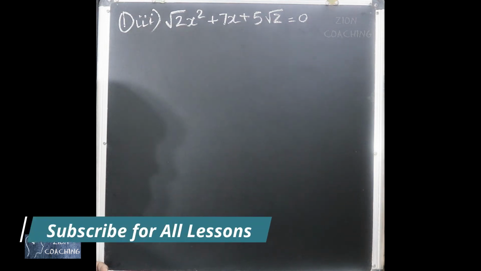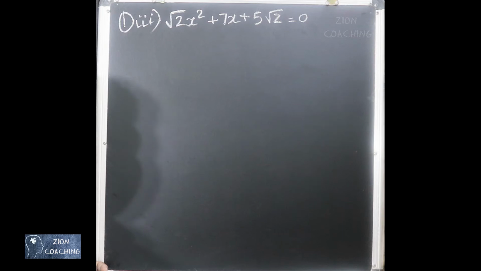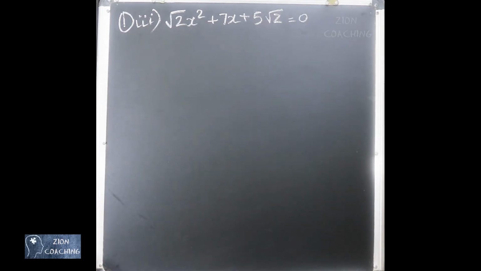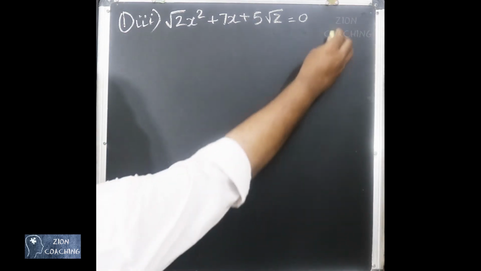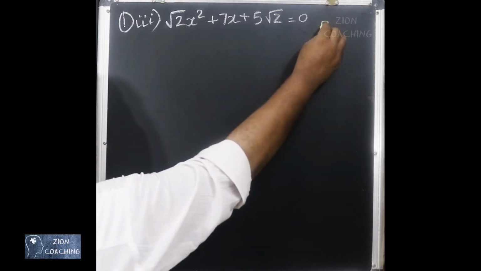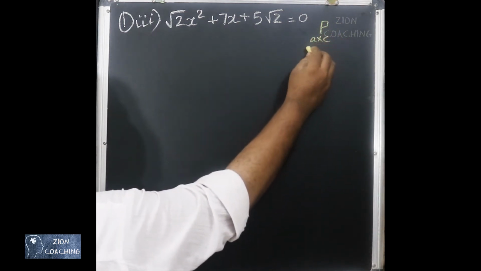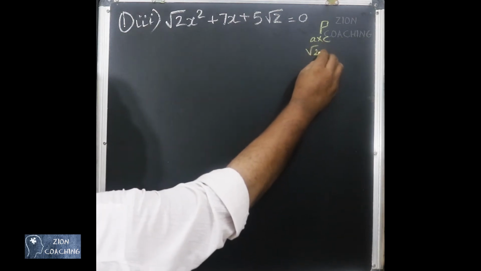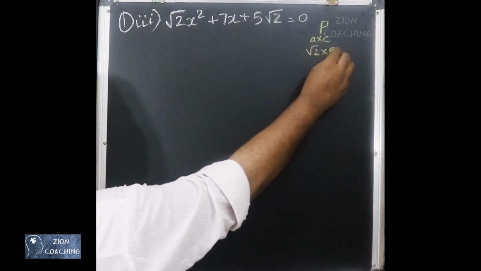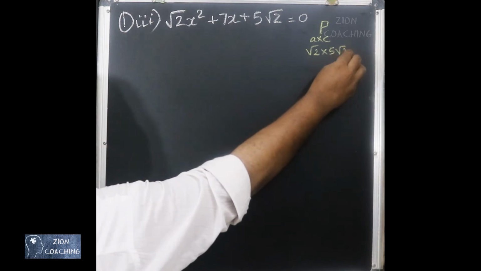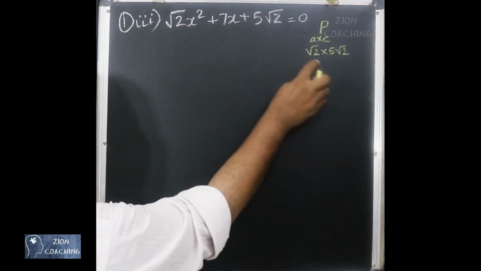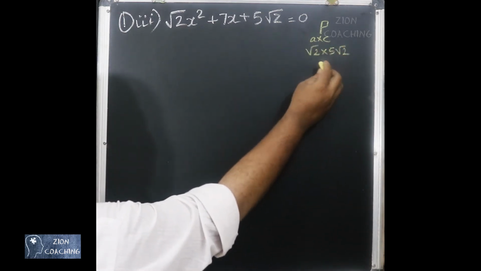Third subdivision, again we are going to factorize this quadratic equation by the factorization method. Now first we are going to identify the product term and the sum term. Product term is your a value into c value, which is root 2 into 5 root 2. You can see that your a value is root 2 and your c value is 5 root 2.